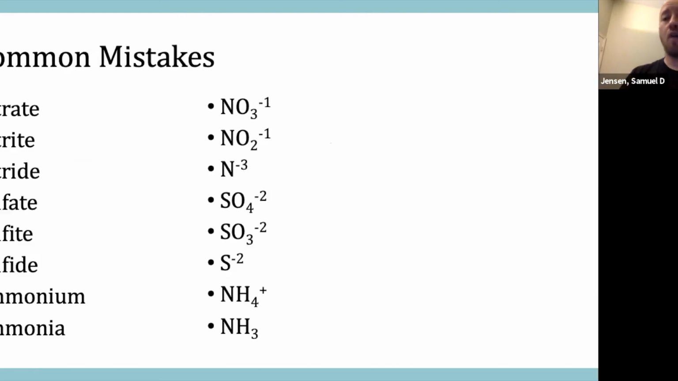So the problem is that these sound very similar to one another. Nitrate, nitrite, and nitride are three versions of nitrogen that are all very different. Sulfate, sulfite, and sulfide are three common ions of sulfur that are all very different. Ammonium is a polyatomic ion. Ammonia is not. Ammonia is a covalent molecule.